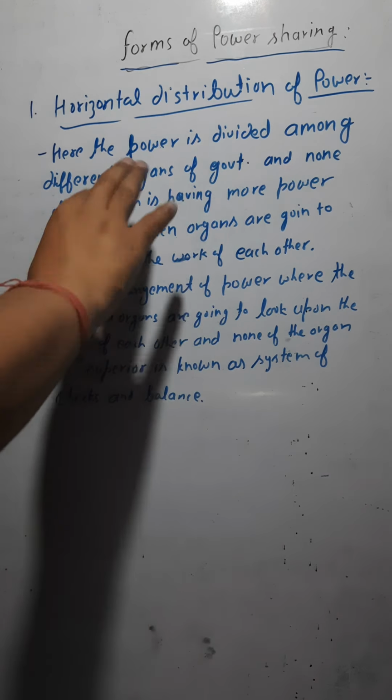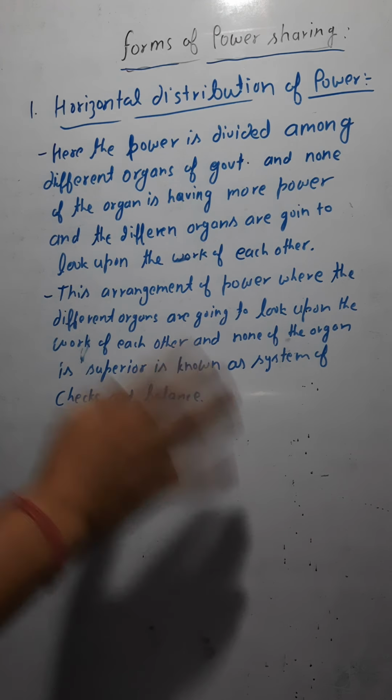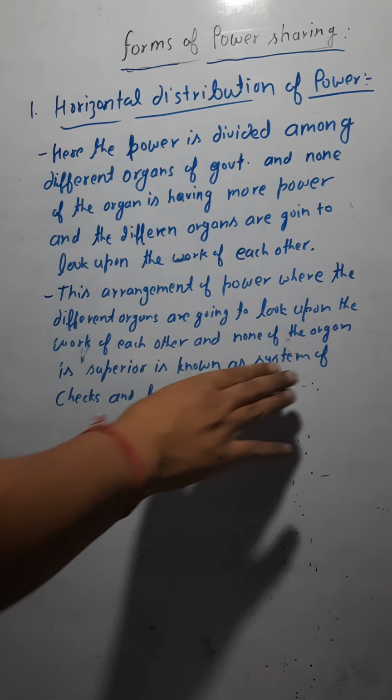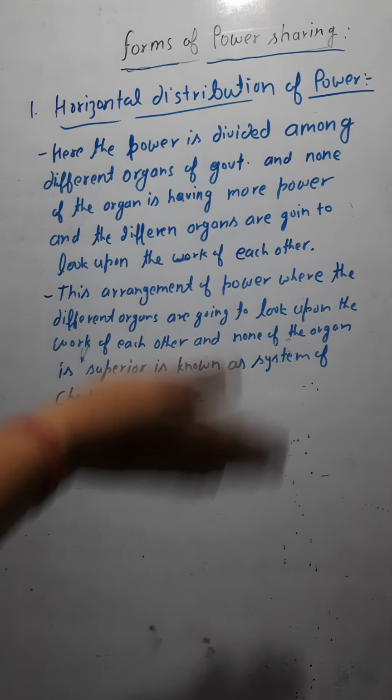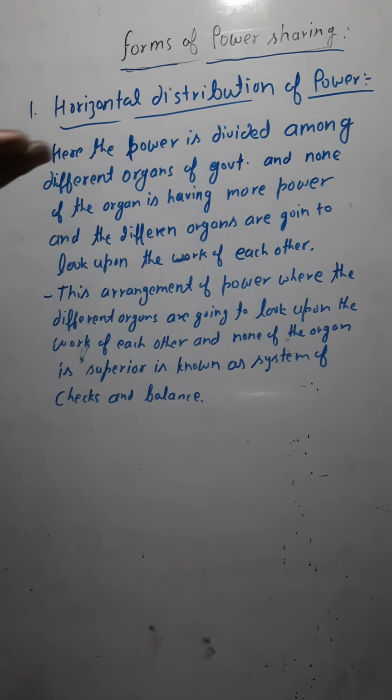Okay. So this arrangement of power, where the different organs look upon the work of each other and none of the organs is superior, is known as the system of checks and balance. This system of checks and balance is very important. This can be asked separately. So we have the system of checks and balance in the case of horizontal distribution of power. So remember this. Are you getting this? Just note it down. Then we will be discussing the next form of power sharing, the vertical distribution of power. Just note it down.